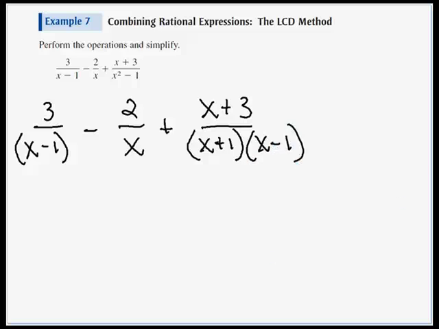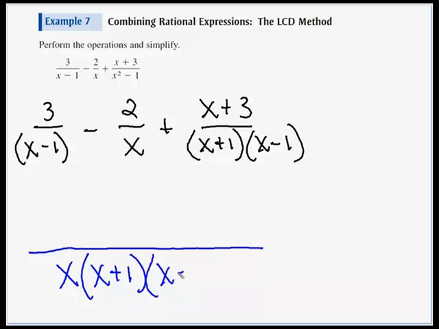So now let's figure out what the common denominator will be. And this is going to be a little different because we have this x plus 1, x minus 1, and here's just an x minus 1. So we need one of each of these in the denominator. We have an x term from right here. We have an x plus 1 and an x minus 1.